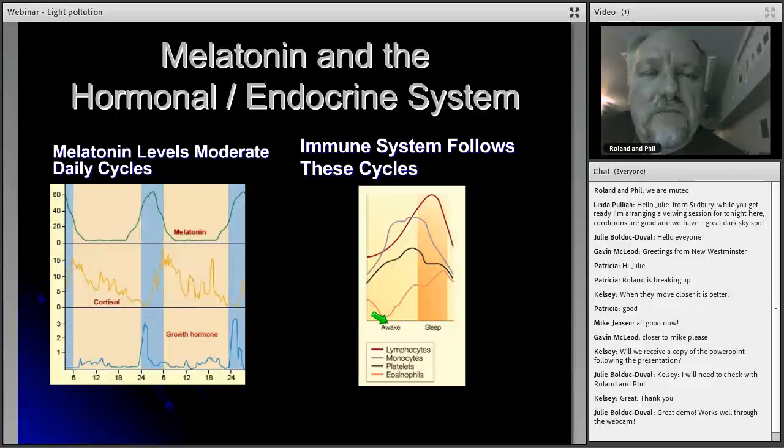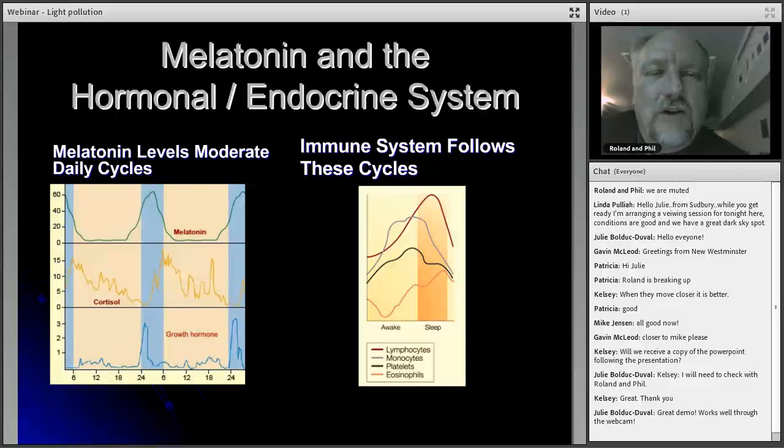The body is very much like a symphony, and what we have here is the conductor, melatonin, making sure that all of these compounds operate at the appropriate time so that they do not interfere with each other in the healthy life that we hope to live.